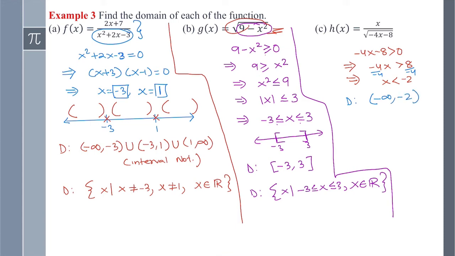So if you draw the number line, it's right here. Here's the domain. Now in the set builder form, this can be written as x such that x is less than -2 and x is an element of real numbers. Okay, so that's how you find the domain if you are given the formula for the function.